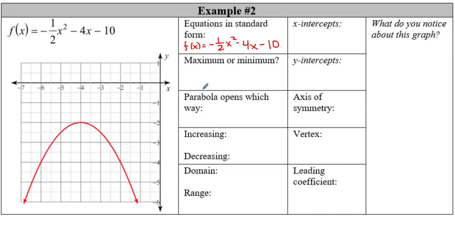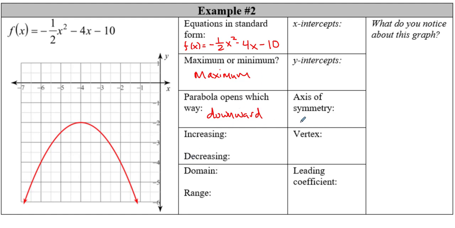Okay? So the next part asks us, is there a maximum or a minimum? This is something that we can figure out just by looking at the graph. Well, it looks like the highest part, which is that tip of our curve, is our highest point. So in that case, this is going to be a maximum. Okay, and then the parabola opens up which way? When we talk about where it opens up, we're talking about where the arrows are facing. So our arrows here are facing down, so this parabola is opening downward. Okay, so far we've been able to answer these without any assistance.